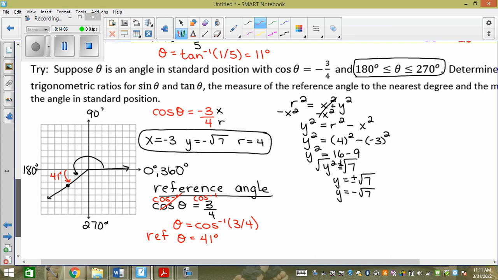How do I get standard position in quadrant 3? Yeah, 180 gets me there, and then another 41, right? I know people are trying not to draw. If you draw, you'll make way fewer mistakes because you can visualize it.